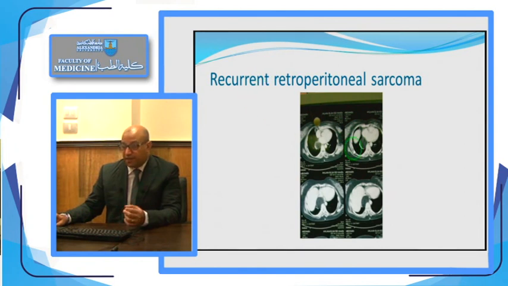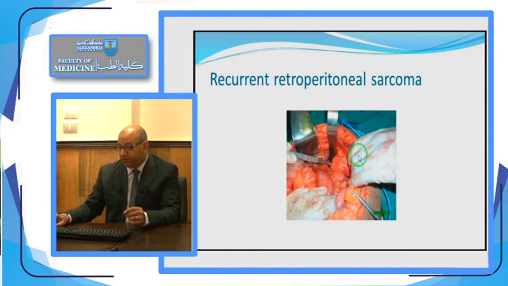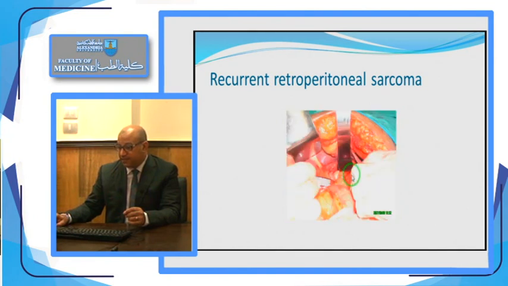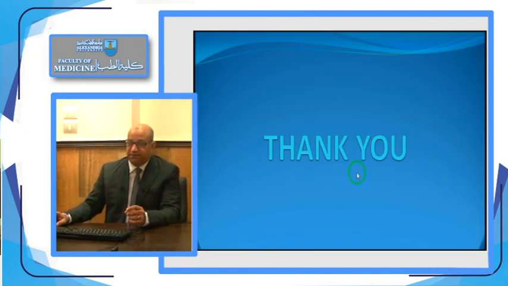In cases of recurrent retroperitoneal sarcoma, we also have to go for resection. This is a case of recurrent liposarcoma. Here, this is a small mass lying posteriorly over the vertebral column and in front of the iliacus muscle, the psoas muscle, sorry. This is the retroperitoneal recurrent mass, and this is after complete excision with the pelvis free. Thank you.